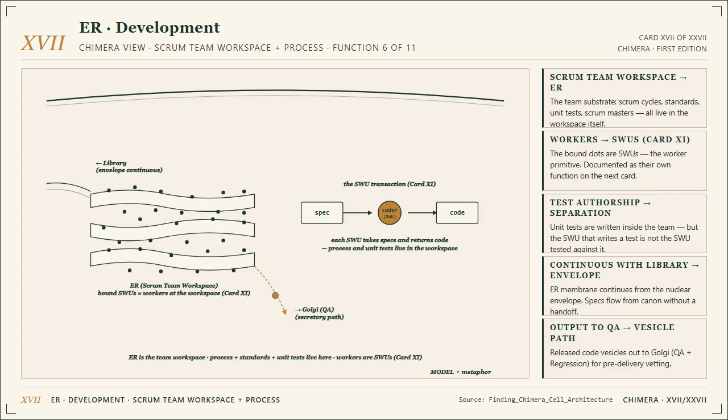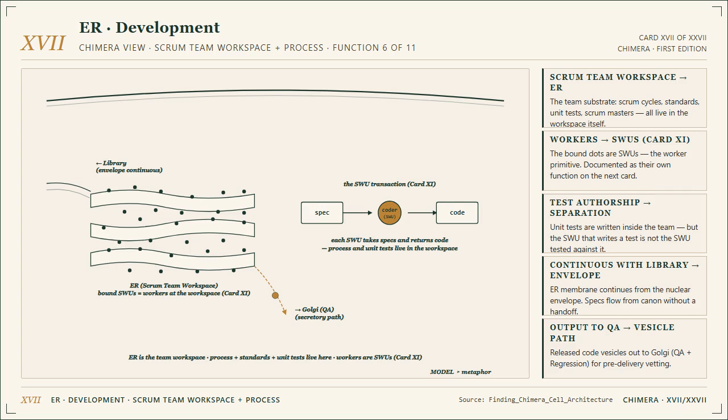A note on the biology. There's no separate rough ER in our model. The biological distinction, rough equals bound with ribosomes, smooth equals without, is a state of the ER, not a separate organelle. In our architecture, ER is ER. When the team is active, SWUs are bound to it. It's actively in use. When it isn't, it isn't. Don't import the rough smooth split. It's a labeling artifact in biology, not a structural one.